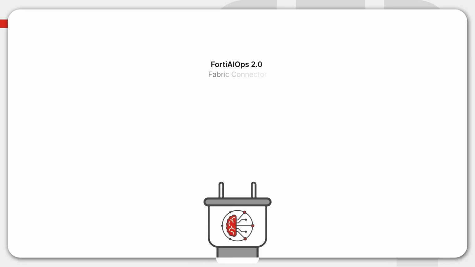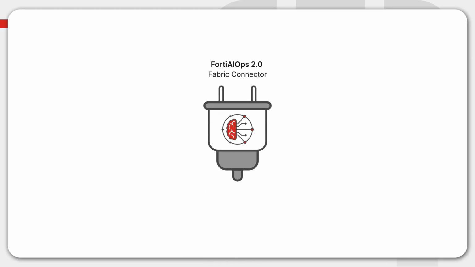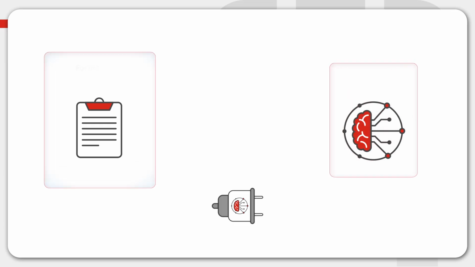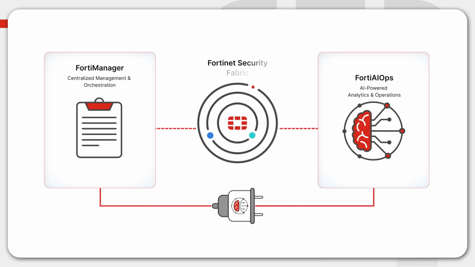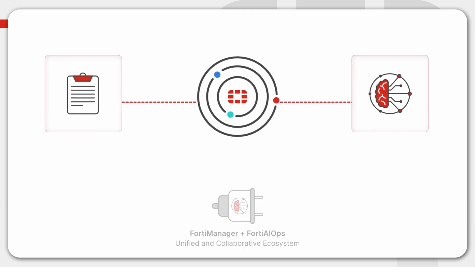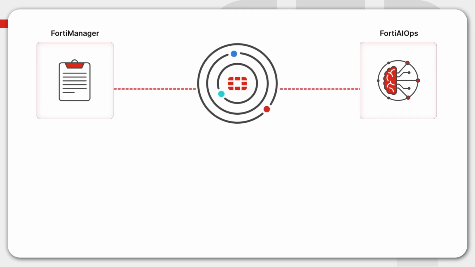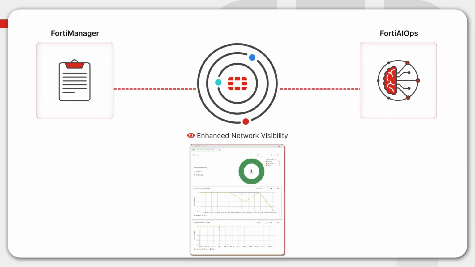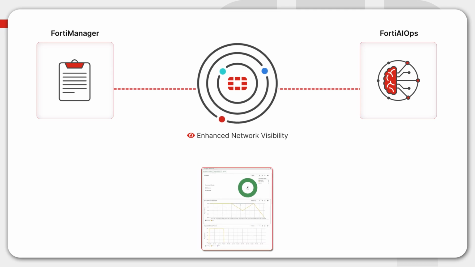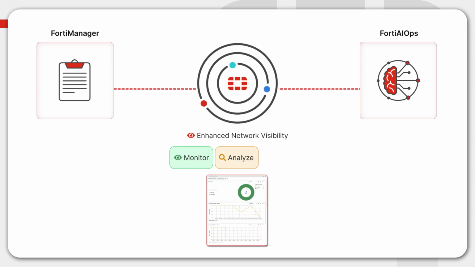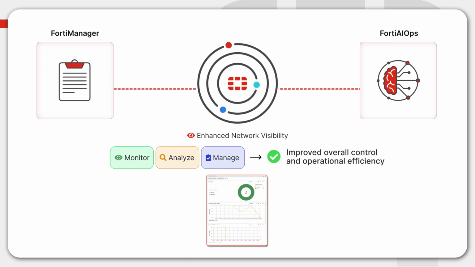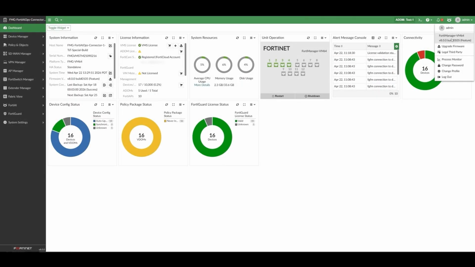The FortiAIOps 2.0 Fabric Connector integrates FortiManager with FortiAIOps through the Fortinet security fabric, creating a unified and collaborative security ecosystem. By working together, FortiManager and FortiAIOps provide enhanced network security visibility, allowing users to more effectively monitor, analyze, and manage security events, ultimately improving overall control and operational efficiency. In this demo, we will use FortiManager version 8.0.